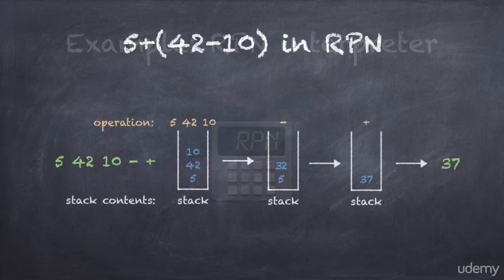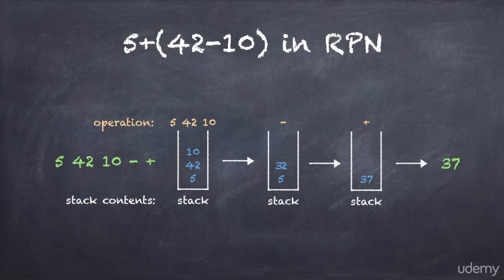For example, take the expression 5 plus 42 minus 10. So we know the answer is 37. In reverse Polish notation, the expression looks like this: 5, 42, 10, minus, plus. So here's how that works. First, the number 5 gets pushed on the stack. Then the number 42, and then the number 10.